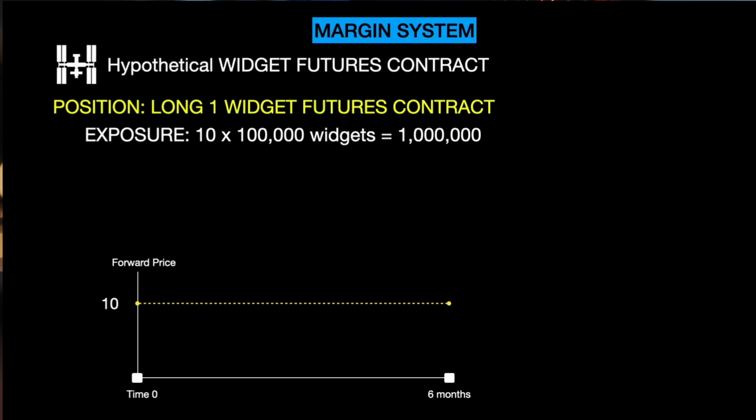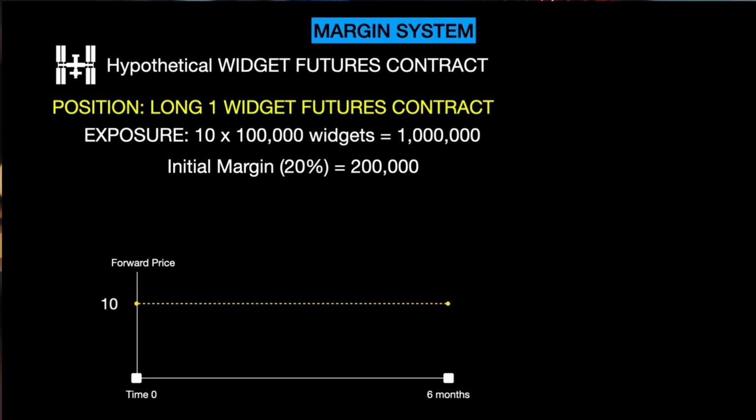However, right now, in order for you to be good for the trade, you need to put in a margin as some sort of collateral, say 20% of the position. Although in real life, it's way below this, we're just using nice round numbers in our example. In this case, you put up $200,000 to open the position. This is called an initial margin.